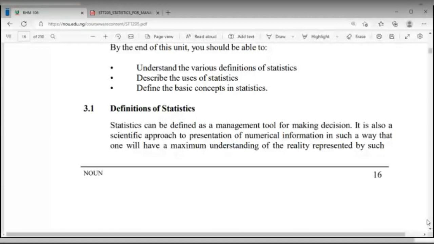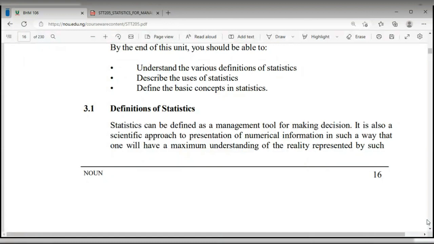So now defining it properly, they said that statistics can be defined as a management tool. For it to be a management tool, that means it is one of the weapons, one of the resources, one of the equipment that those that are saddled with the responsibility of leading any organization use in making their decisions. It is also a scientific approach to presentation of numerical information. So statistics has to do with numbers.